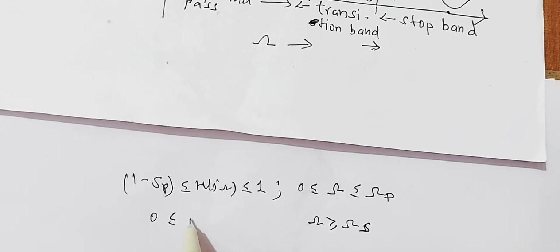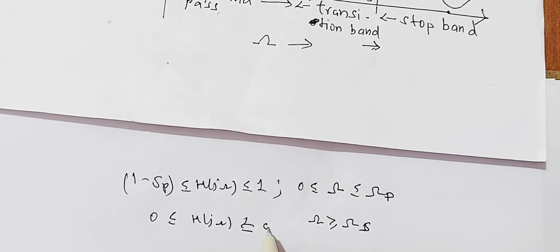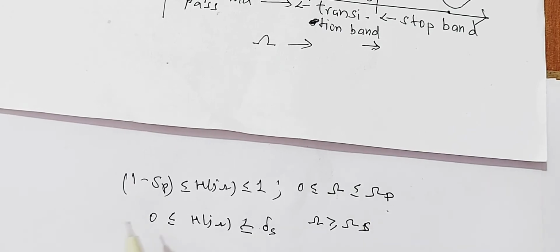0 less than or equal to |H(j omega)| less than or equal to delta S. So in the pass band frequency, the output voltage is 1 minus delta P to 1, that is almost 1. In this frequency, that is when the frequency is greater than or equal to the stop band frequency, the output voltage is almost 0 because delta is a very small value. This is the specification of an analog filter.